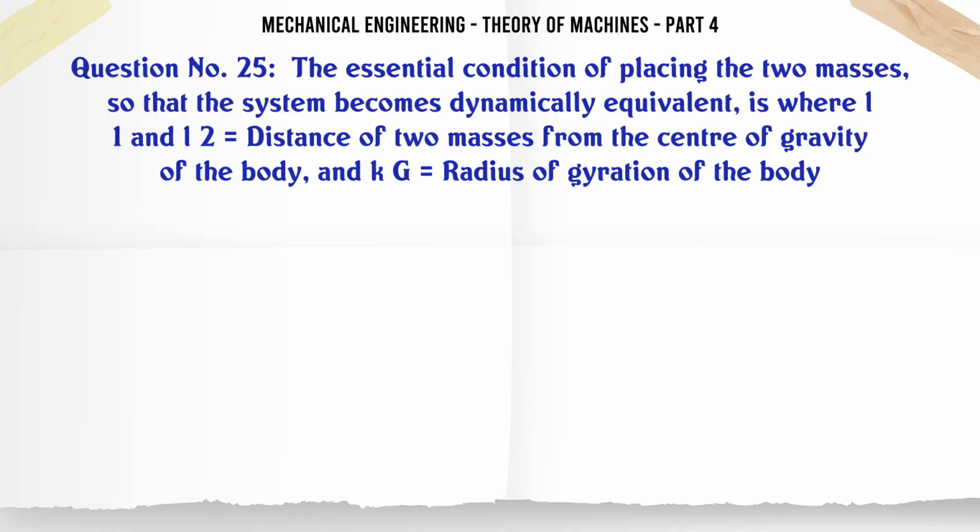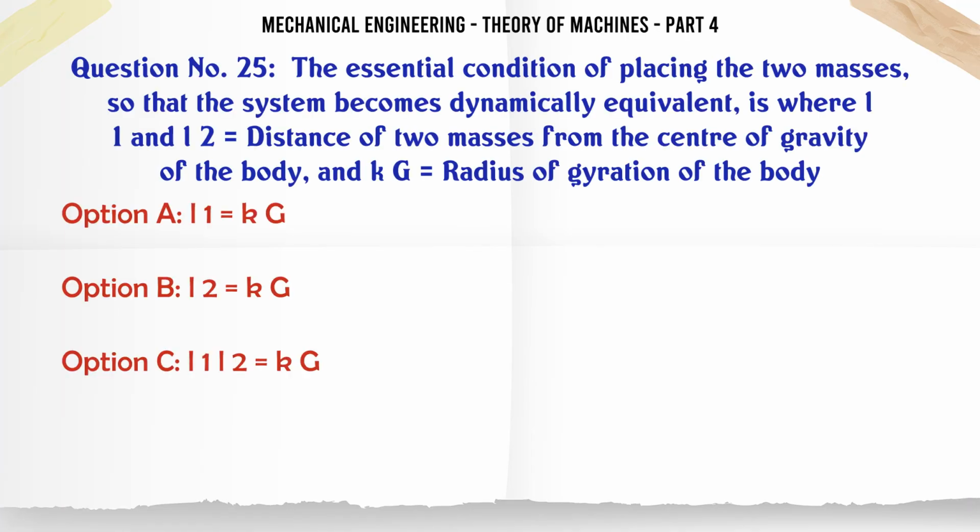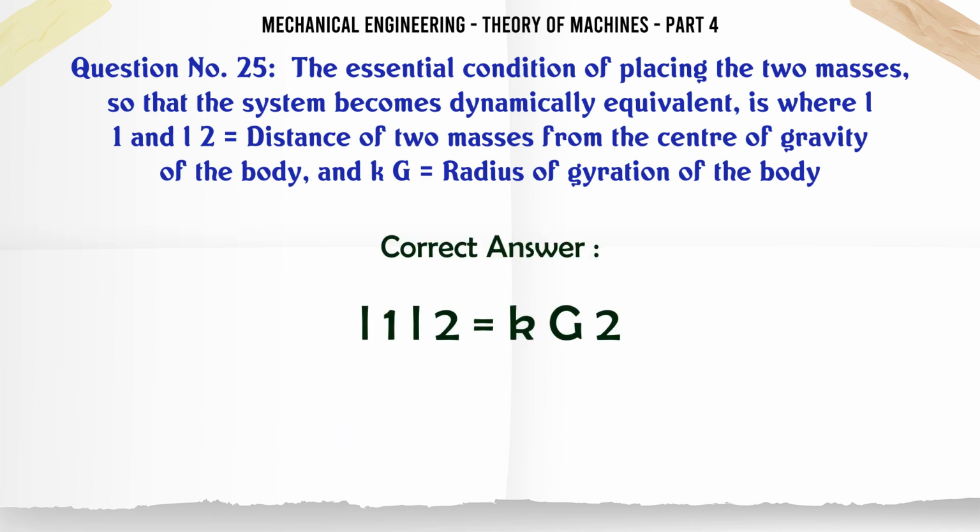The essential condition of placing the two masses so that the system becomes dynamically equivalent is where L1 and L2 are distances of two masses from the center of gravity of the body and kg is the radius of gyration of the body. A L1 kg, B L2 kg, C L1 L2 kg, D L1 L2 kg2. The correct answer is L1 L2 kg2.